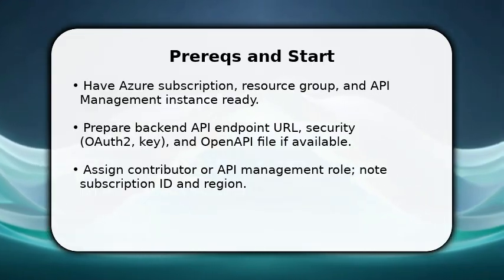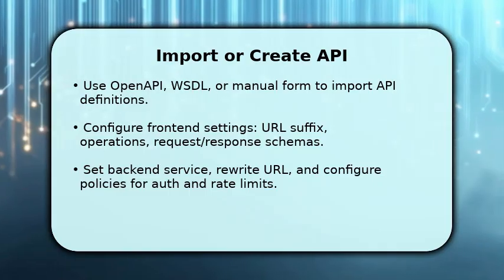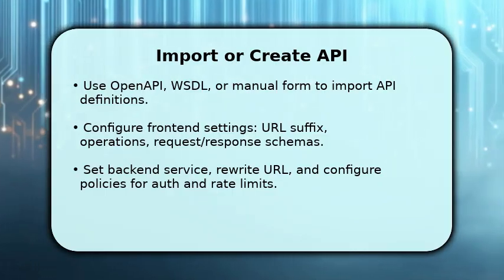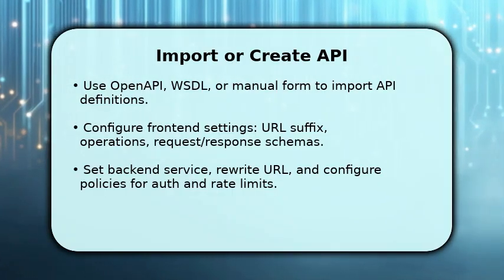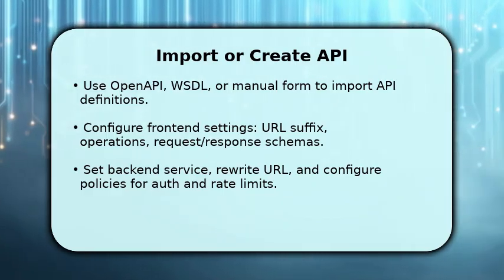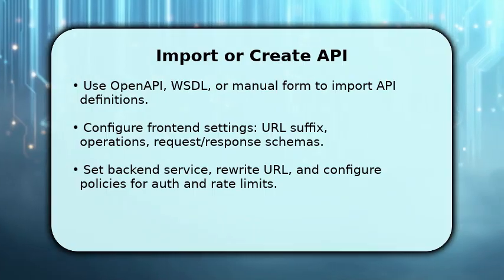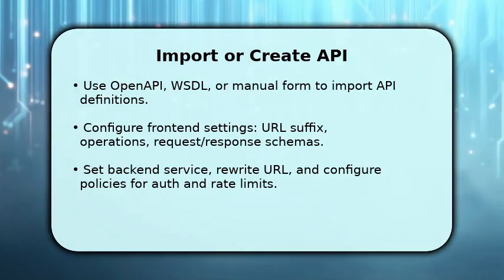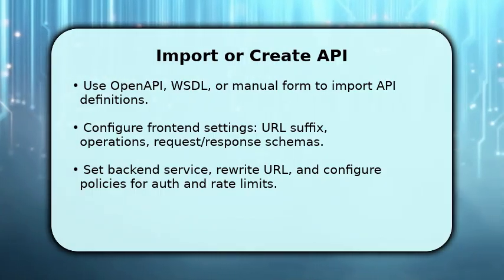You now import or create the API. If you have an OpenAPI or WSDL file, import it to auto-generate operations. Otherwise, create operations manually and define methods and routes. Then configure the front end. Set the API URL suffix and refine each operation's request and response schemas so callers get correct contracts.